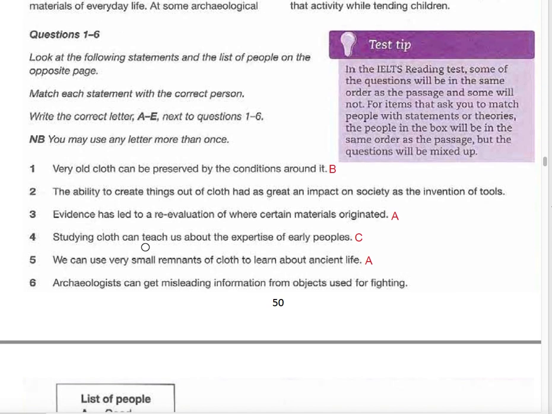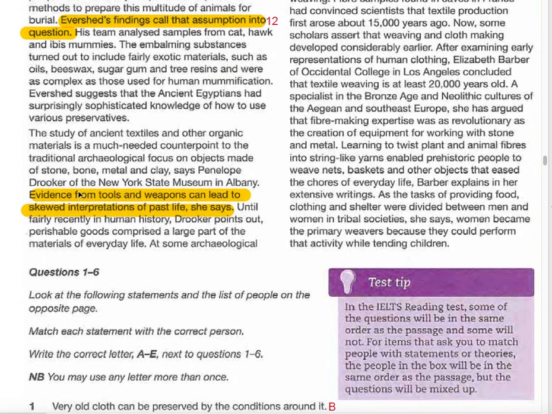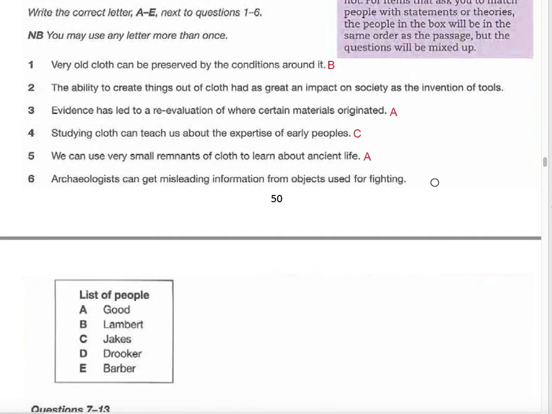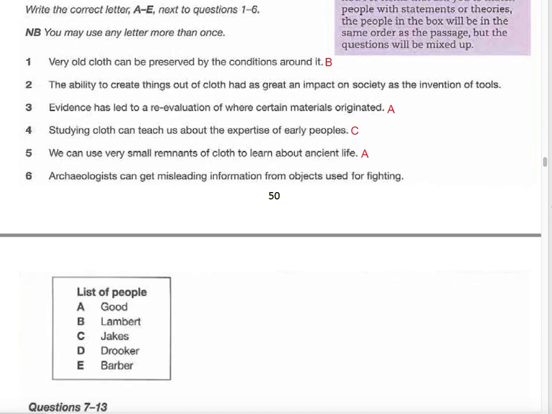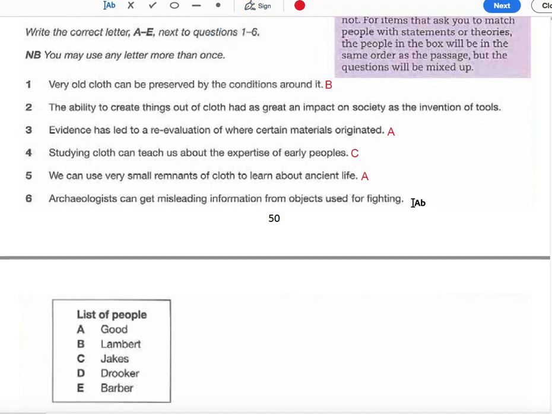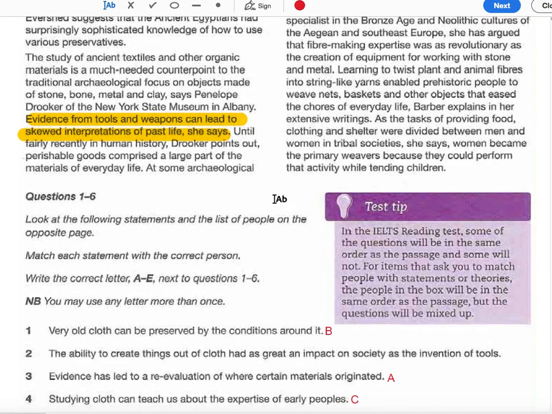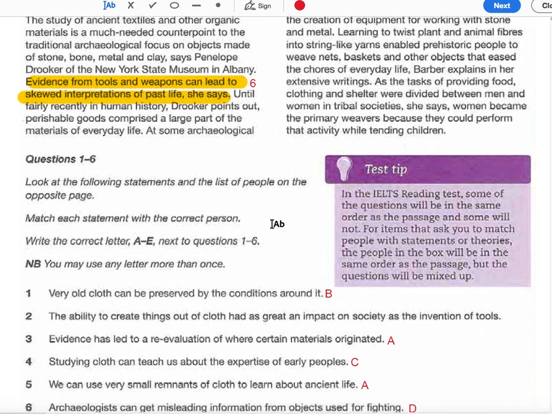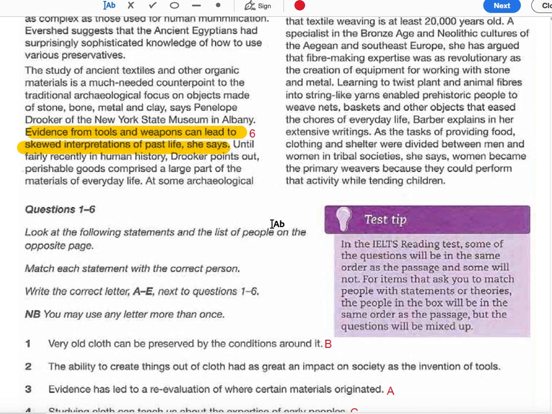Okay, so who said it? It says here Drucker, Penelope Drucker. Okay, so D. Over here, it's D. And that one over here, 6. Okay. Very good. We just have 2 questions to go.